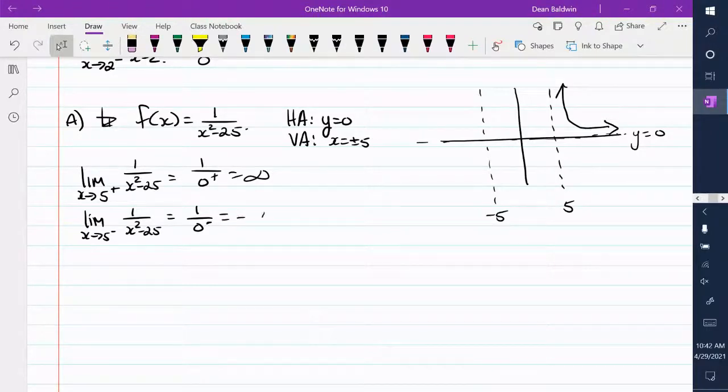Could you say that it's always negative? No, because I can make one where it's not. So you do have to do this. If I just flip these to 25 minus x squared, it would flip it. Okay.